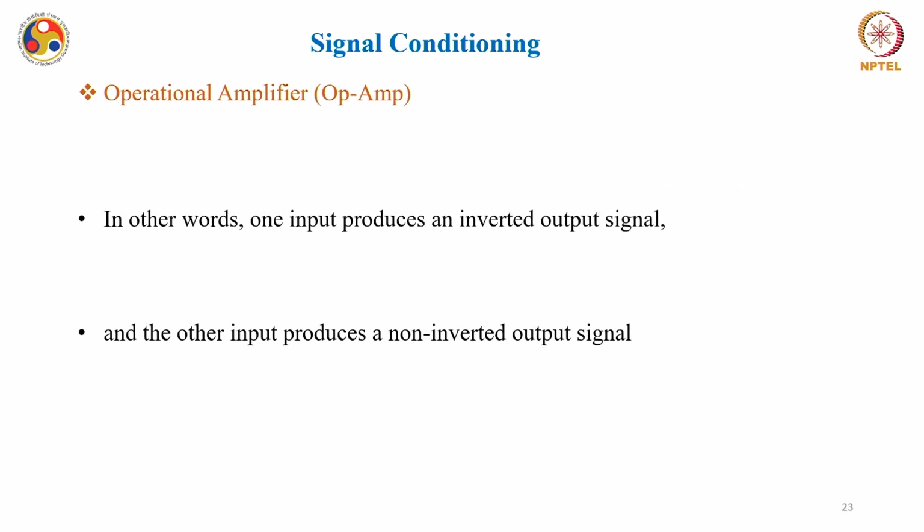Okay, so in other words, one input produces an inverted output signal while the other input produces a non-inverted output signal. So with this kind of configuration, a signal here is in phase with V0 while the signal here is out of phase with V0. Okay, so it's about a 180 degree phase difference between the signals at V1 and V0.